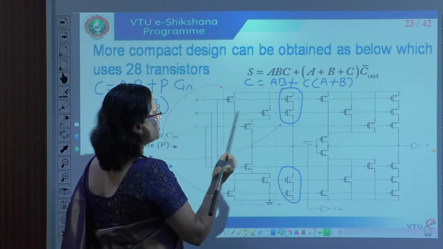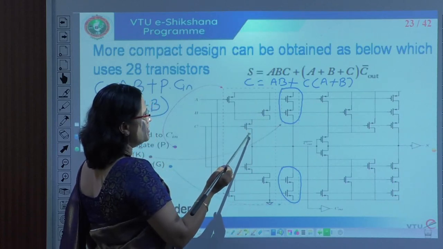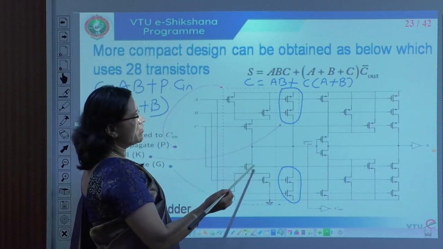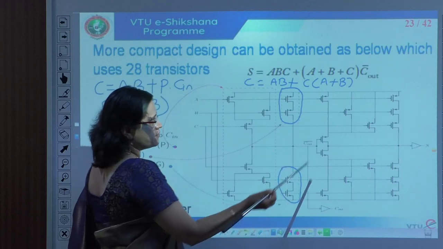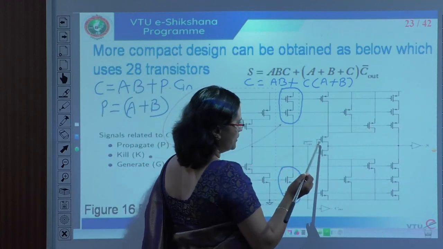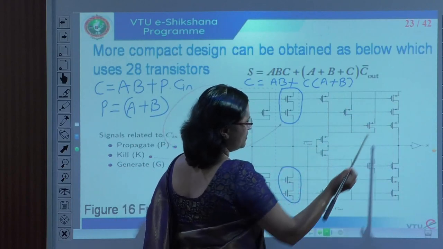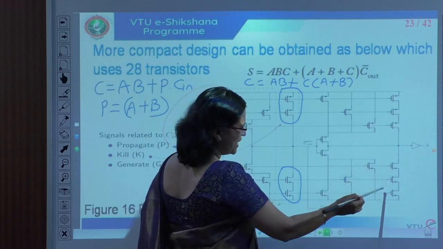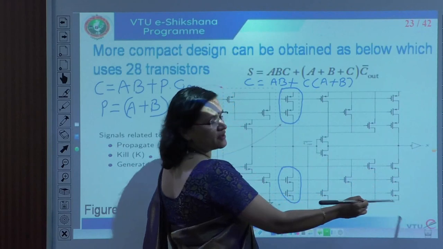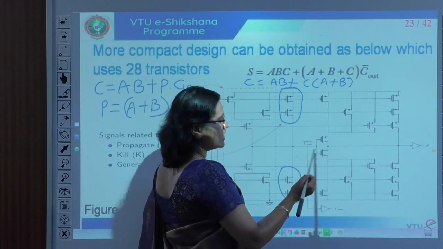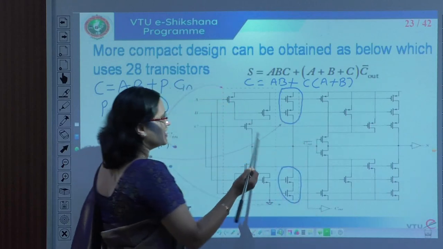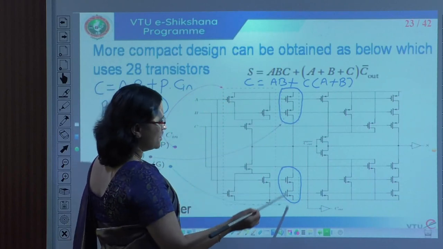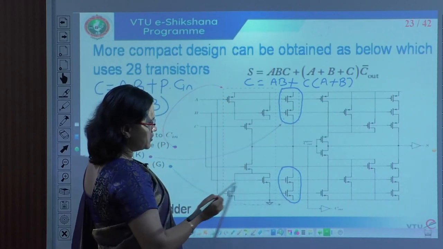You can see here A and B are in parallel, and that is in series with C. Here also A and B are in parallel, in series with C. So here it is AB, here also it is AB. Here the sum is realized as (A plus B plus C) into Cout bar plus ABC, but the carry is AB plus C into (A plus B).